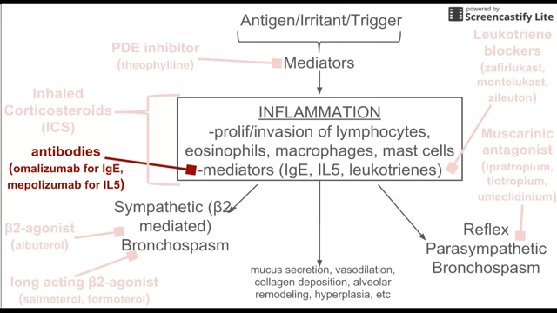A newer class of drugs for asthma treatment includes monoclonal antibodies, specifically omalizumab for anti-IgE effects and mepolizumab for anti-IL-5 effects. IL-5 stimulates the release of eosinophil granules. It recruits eosinophils and allows them to release mediators like histamine. So using mepolizumab prevents eosinophils from contributing to the inflammation caused by asthma.